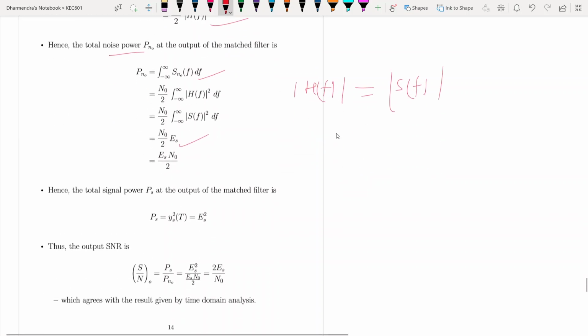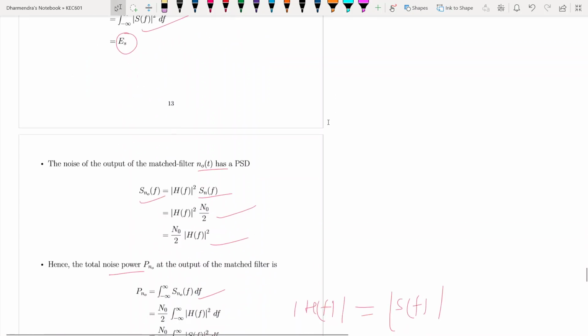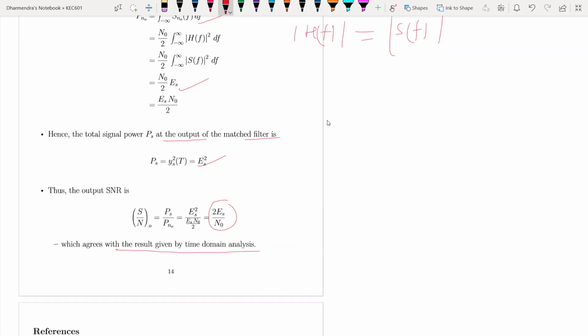Hence, the total signal power at the output of the matched filter is the square of ys of tau. This will be this, and this is the total noise power. So the output SNR will be Ps by Pn naught. Substitute, and I will get this. So this result agrees with the result given by the time domain analysis. Okay.